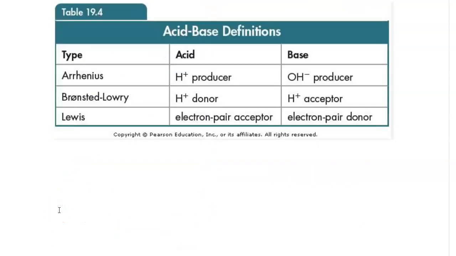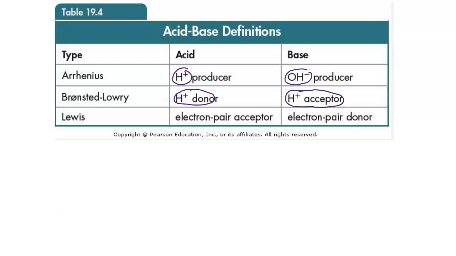In this chart are the 3 definitions and the key components of each definition. An Arrhenius acid is a compound that produces H+ ions. An Arrhenius base is a compound that produces hydroxide ions. A Bronsted-Lowry acid is a compound that is able to donate a hydrogen ion. A base is a compound that is able to accept a hydrogen ion.